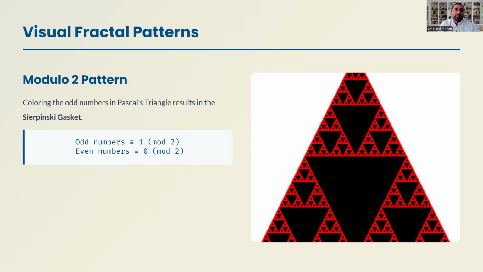Visual fractal patterns. What happens if we take Pascal's triangle and color each cell based on whether its value is odd or even? In other words, we evaluate the triangle modulo 2, coloring odd numbers black and even numbers white. As you can see in the diagram, a stunning geometric fractal emerges.